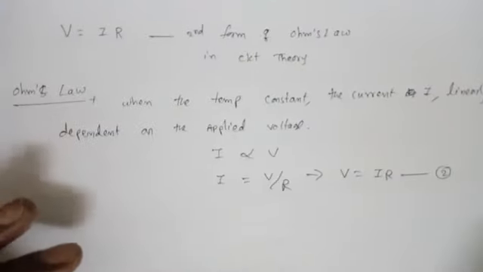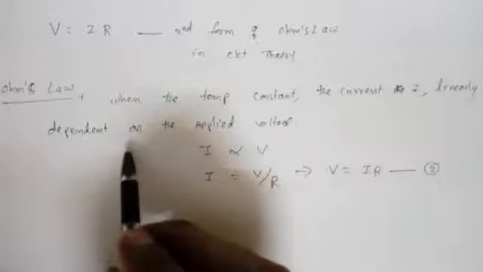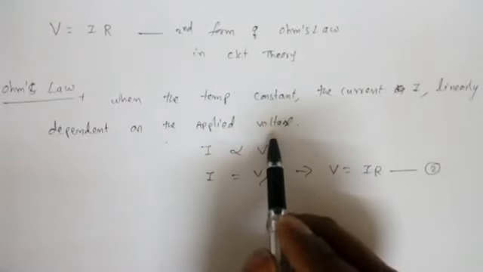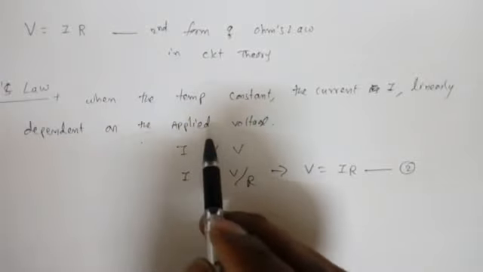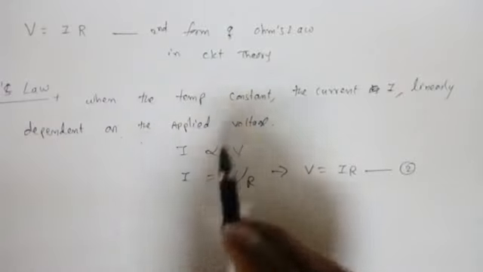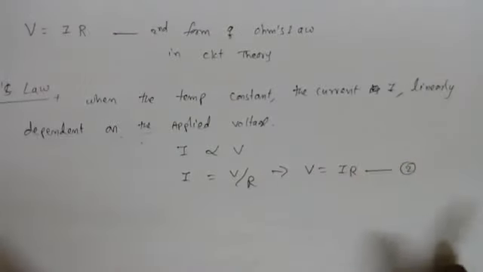So the Ohm's law statement should be: when the temperature is constant, the current I is linearly dependent on the applied voltage, or we can say it linearly varies with the applied voltage, right? So we can define it in many ways, right? This is Ohm's law in circuit theory. So I'm writing the second form.